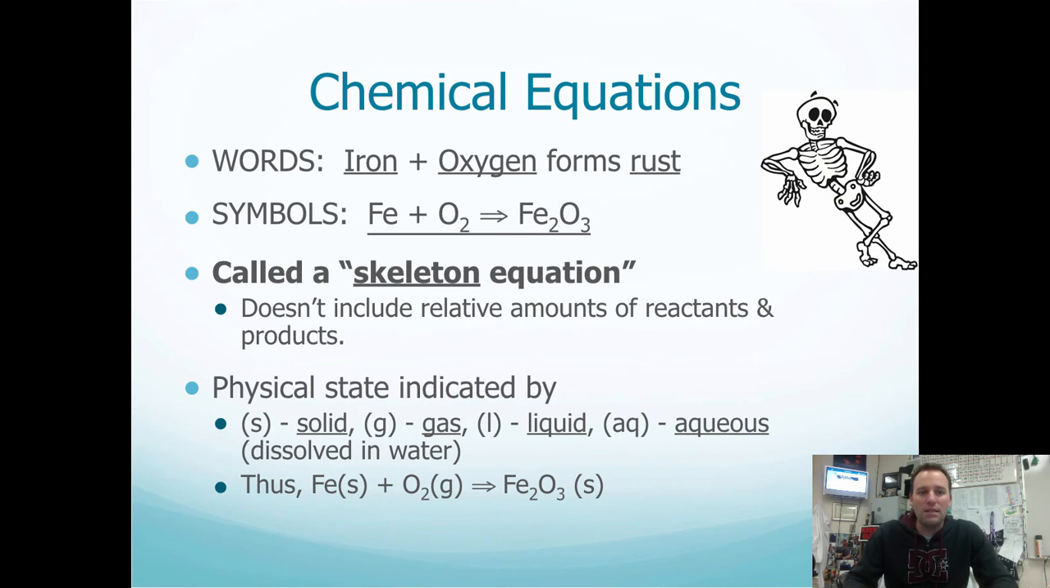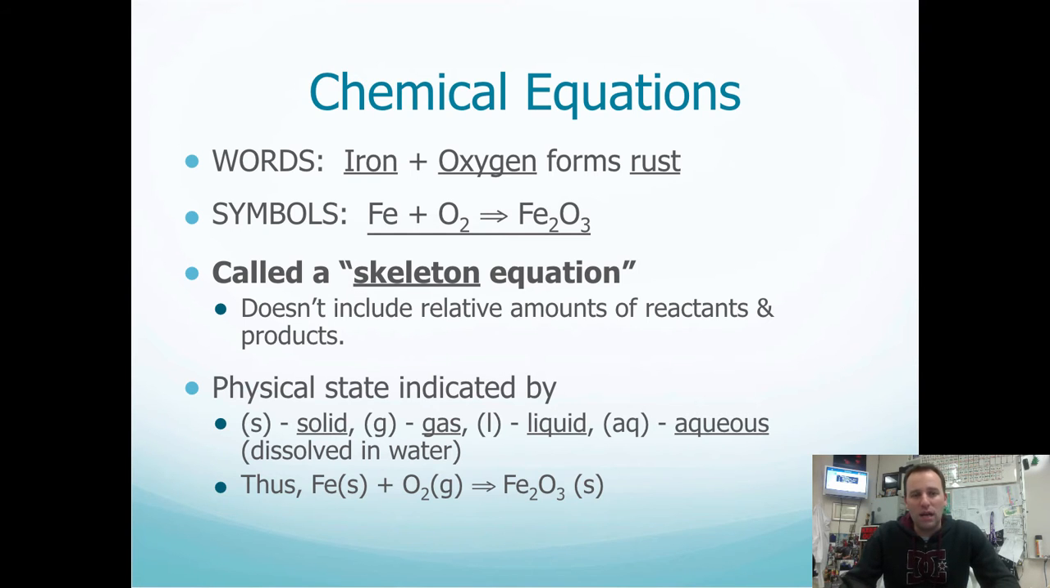It's called a skeleton equation because it doesn't have equal amounts of the substances on both sides of the equation. So if you notice, there's 1 iron on the left of the arrow, but there's 2 irons on the right of the arrow. And they can't just come out of nowhere. So we have to what's called balance the equation. And that's what we're going to look at next.